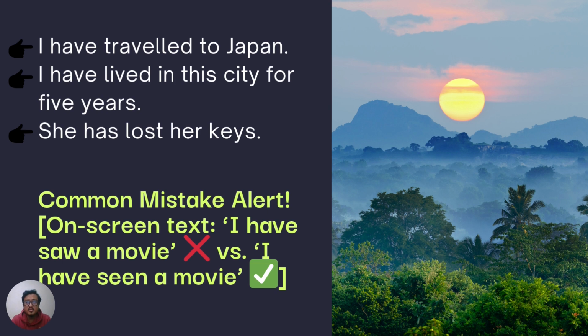A common mistake to avoid. Instead of saying, "I have saw a movie," you say, "I have seen a movie." The past participle is important when it comes to perfect tenses. We also use it with since and for to describe ongoing actions. "I have lived here for 5 years." Other keywords used with present perfect are just, already, yet, and so on.